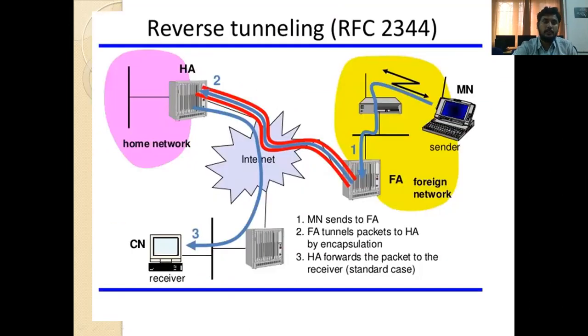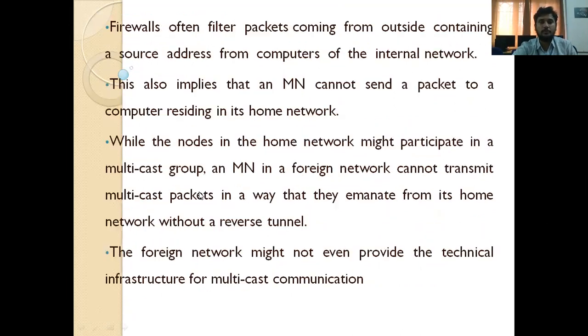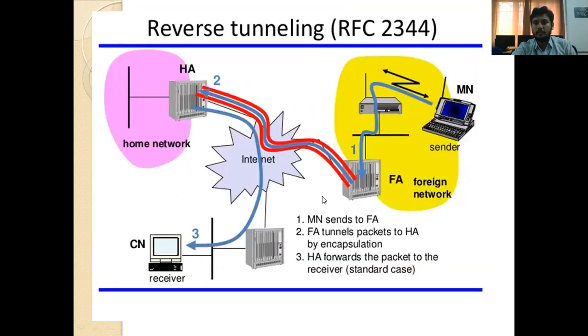So in this way, reverse tunneling is done, the reverse path from the mobile node to the correspondent. Tunneling means sending a packet from the correspondent to the mobile node. Reverse tunneling means from the mobile node to the correspondent node. The next one, IPv6. So I think you guys followed this reverse tunneling.